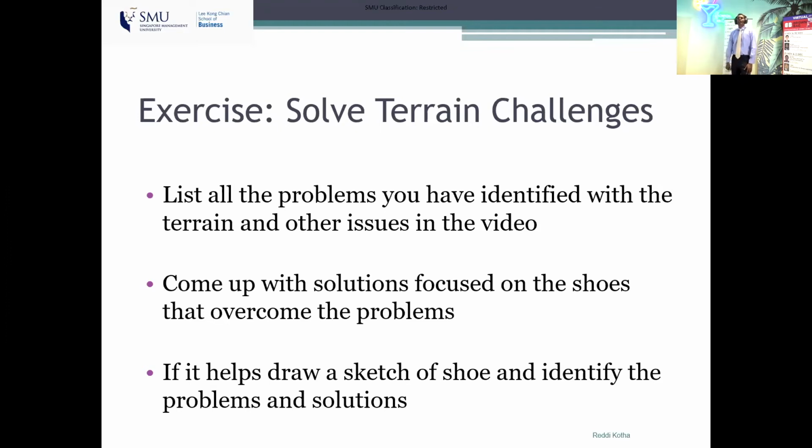Okay, now let's do it in stages, please. Can I get you to type out what problems you think you've seen in the video with the terrain? Just list the problems that you think can come up with the terrain, right? You can do it using your chat function. I see from Susan, who says uneven terrain, in the chat function. Very good, Susan. Others, please. What are the other things you've come up with?